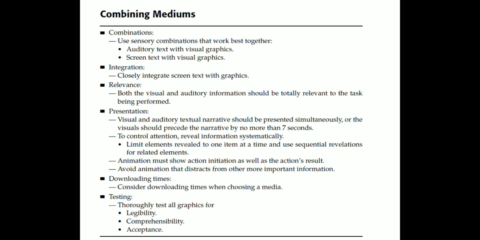In order to control the user's attention, reveal or expose information systematically on the screen, either from left to right or from top to bottom. Limit the information revealed to one item at a time and sequentially reveal related elements. Finally, any animation must show an action being initiated as well as the action's result, and avoid any animation that tries to distract from other more important screen information.